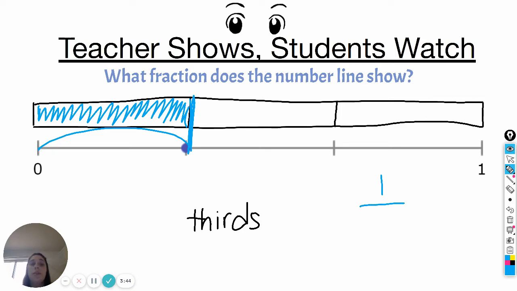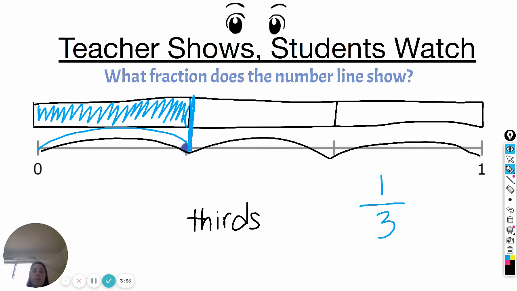And how many pieces are there altogether? On our fraction strip, we know there's 3 because it's broken into thirds. And on our number line, remember, it takes 1, 2, 3 jumps to get to 1. So what fraction does the number line show? The number line shows the fraction 1/3, or 1 out of 3 pieces.